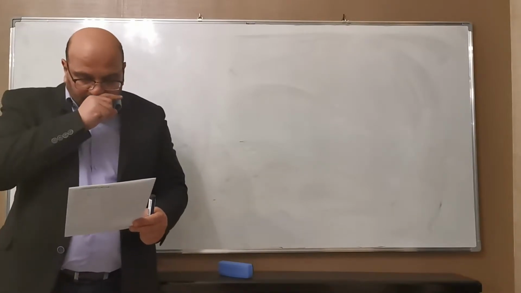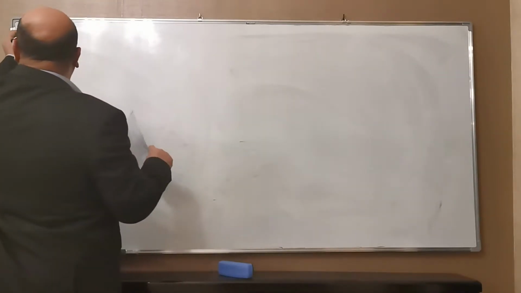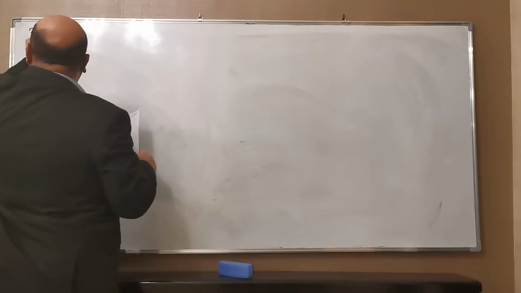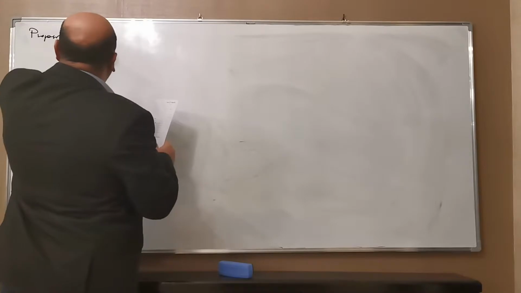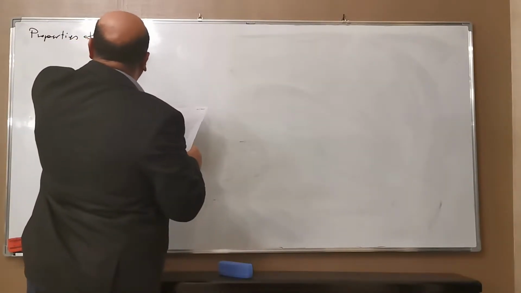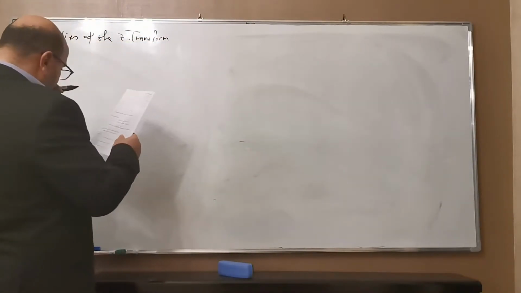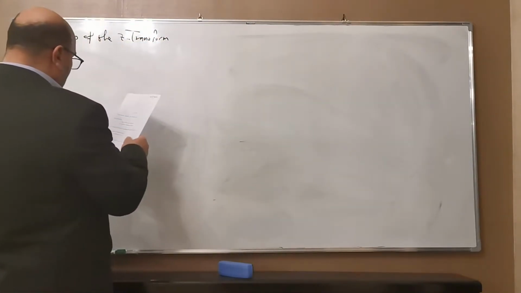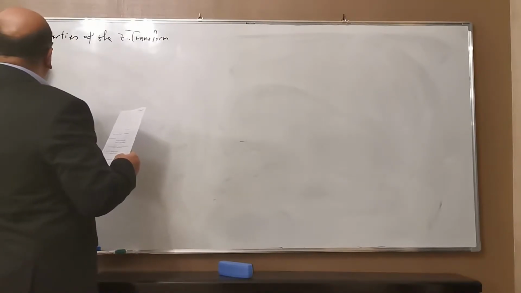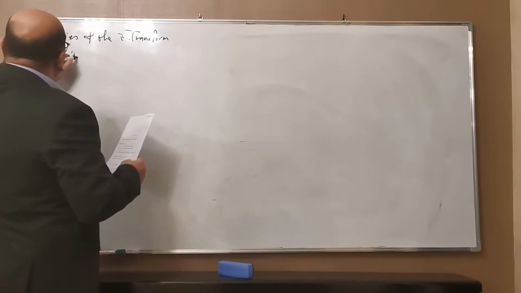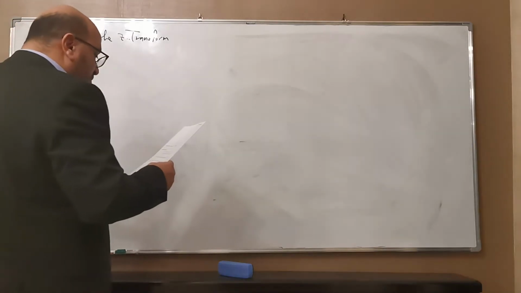اليوم رح نتكلم عن the properties of the Z transform. Properties of the Z transform. Okay. The first property is linearity, and this is applicable because of the definition of the Z transform itself.